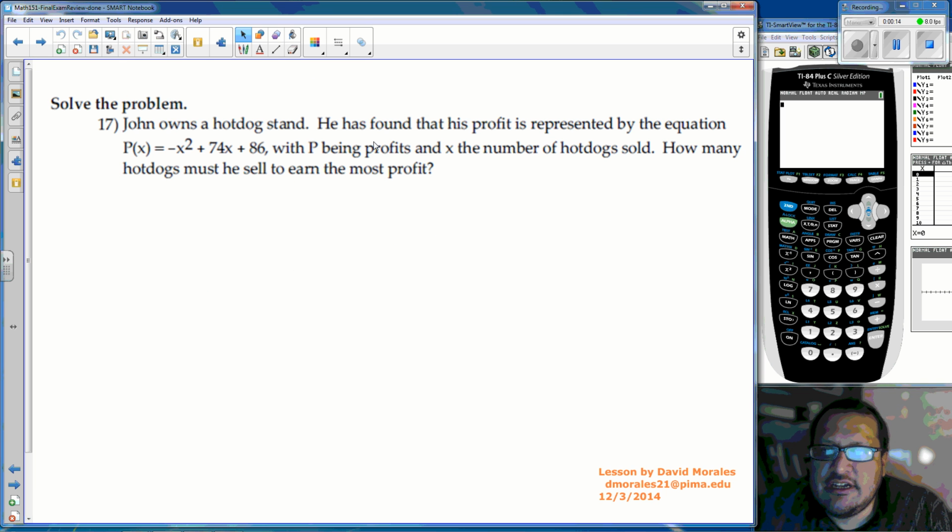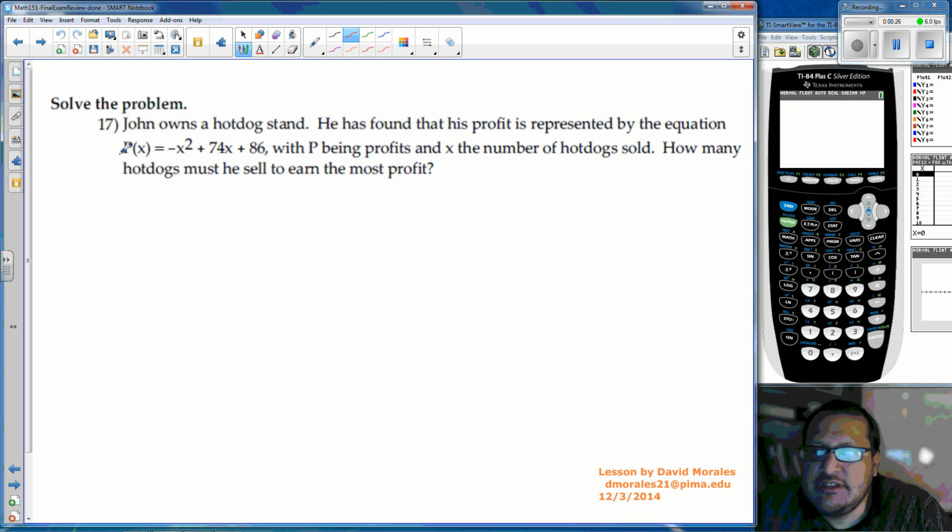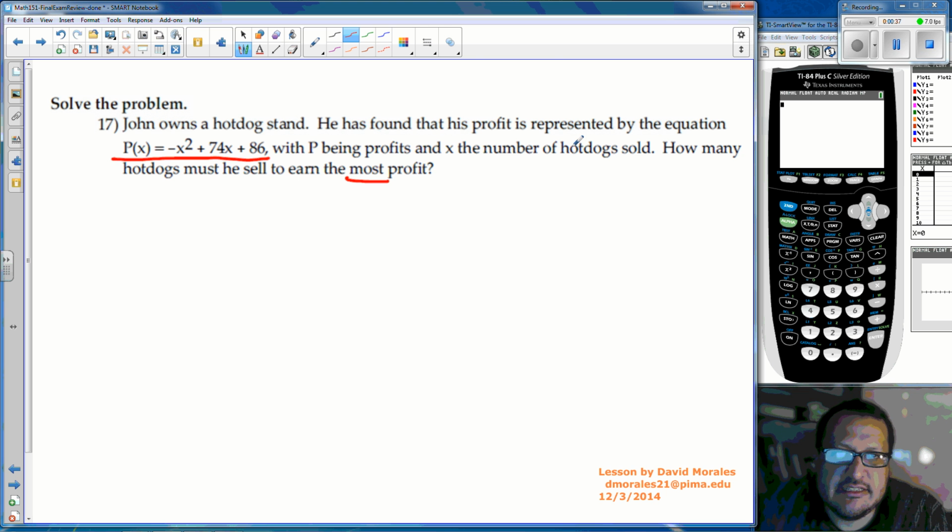So John owns a hot dog stand. Blah blah blah. Now, usually when you get to word problems, you can, for the most part, ignore the story. Focus on the math. What's going on here? This is going on here, and we want to earn the most profit. So you should obviously read it at least once, but I'm not going to read it to you because you can read it yourselves. And then just go for the math. Find out what exactly you need to find.